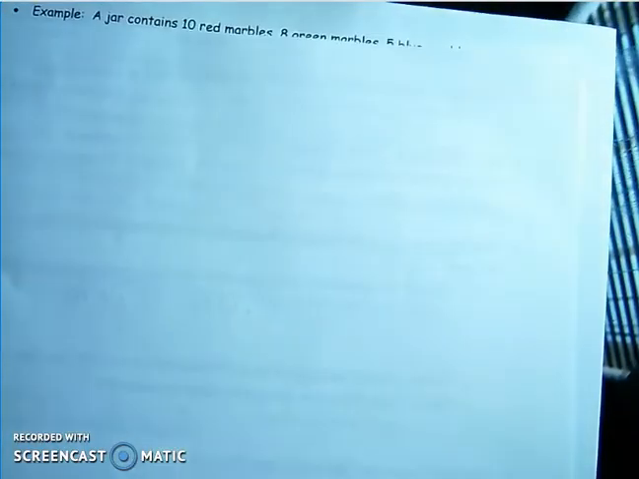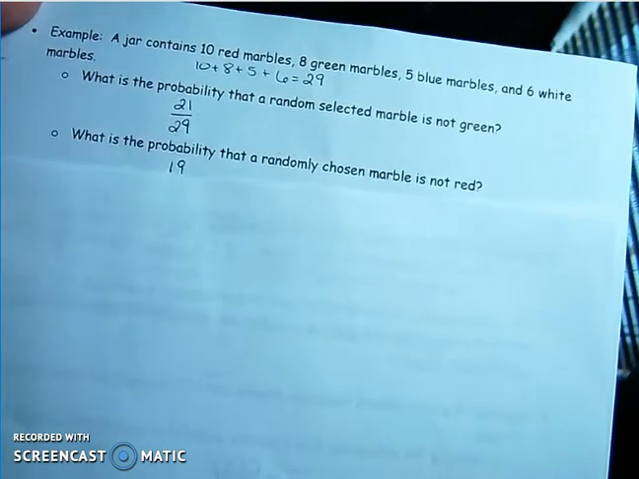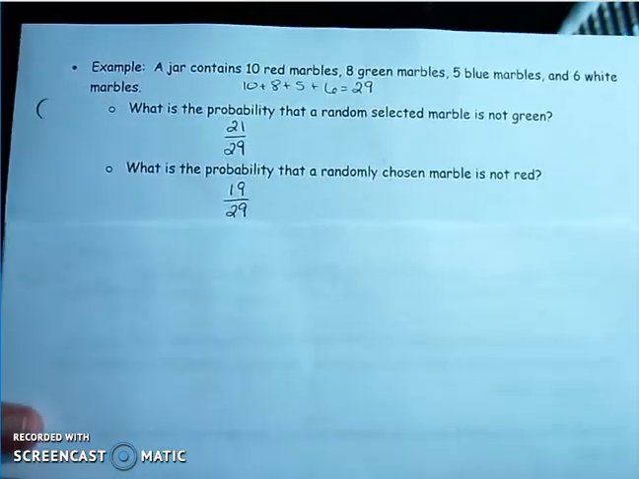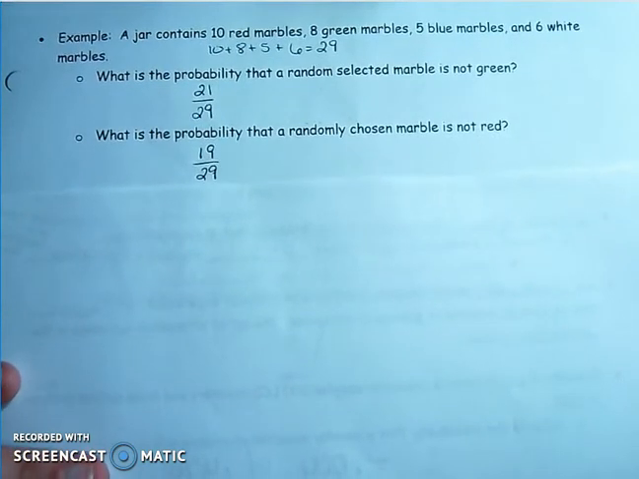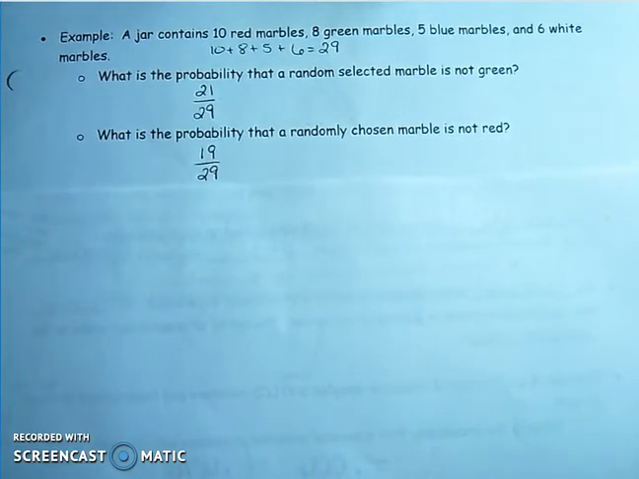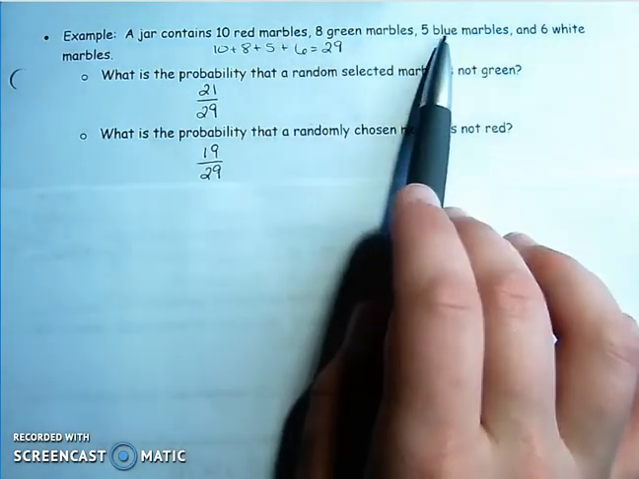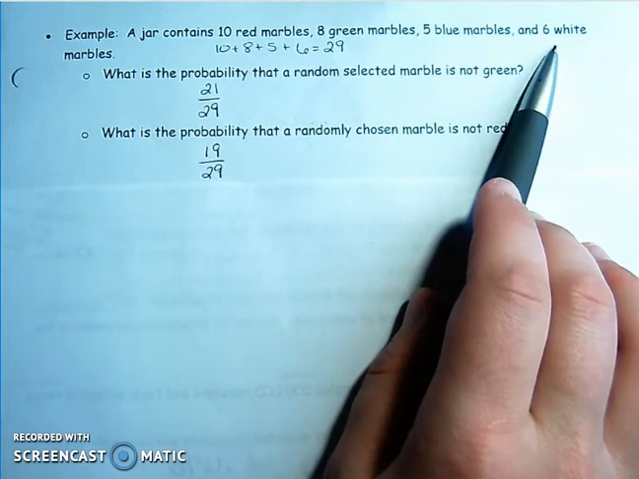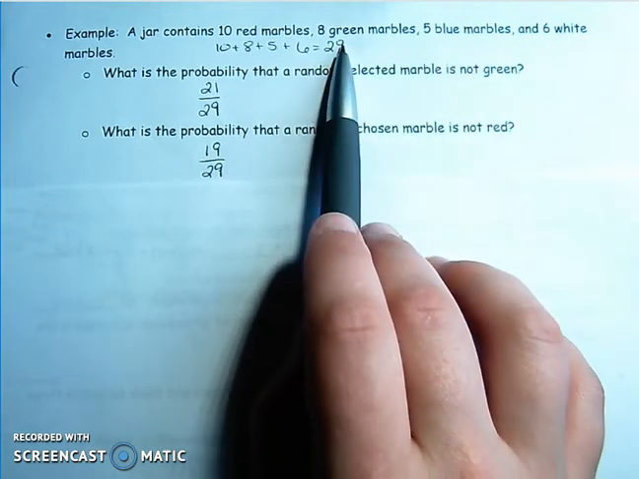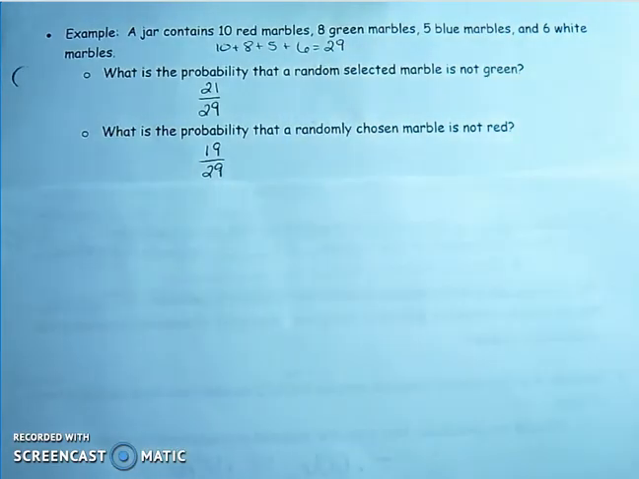So now, let's look at some examples. You have a jar that contains some marbles. That jar has 10 red marbles, 8 green marbles, 5 blue, and 6 white. So total, 29. What's the probability of selecting a marble that is not green? There are a couple ways you can go about this. You can add the 10, the 5, and the 6, which will give you 21. Or you can say there are 8 green marbles, so that means 21 of the 29 are not green. Either way, you still get 21, and 21 out of 29 is your probability.